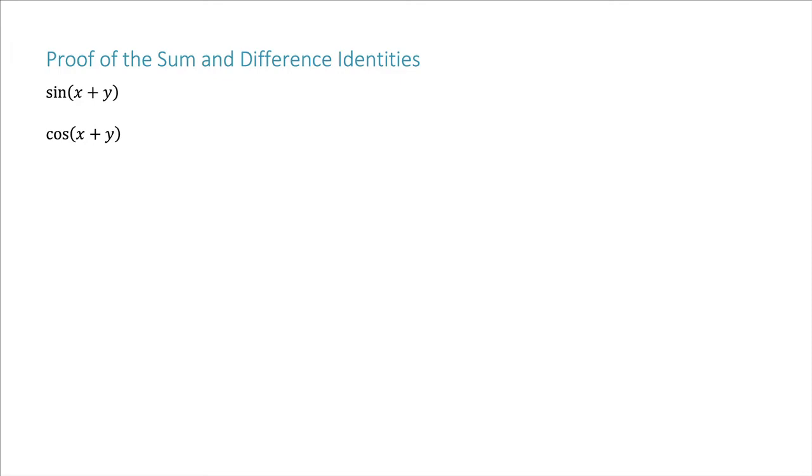We want to prove the sum and difference identities for sine and cosine. And we've got two angles, x and y, and so we need to create two triangles. And since we're looking at the sum, we want these two triangles to have those angles line up. So I'm going to start with one triangle here that's going to have an angle of x. Okay, and so this angle right here is x.